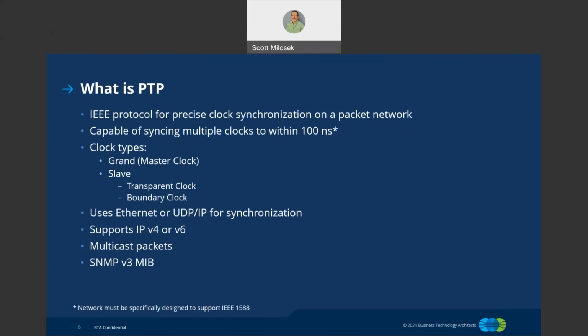The protocol that is used is UDP for synchronization, and it's put out on an Ethernet packet. It supports both IPv4 and v6. We'll be talking about IPv4 in this scenario. And it uses multicast packets for the solution. I'll also point out that there is an SNMP v3 MIB that has been published as well for the protocol.